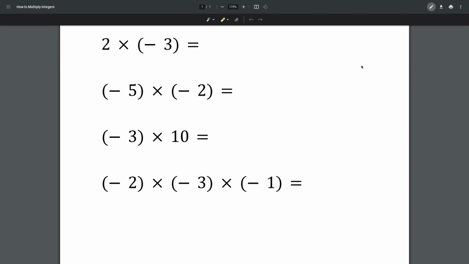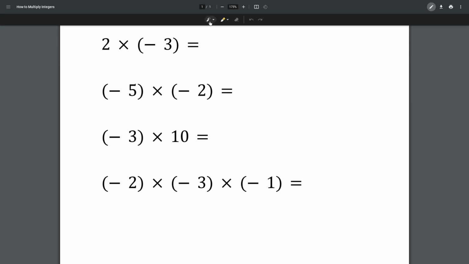Let's get started with the first problem. So we've got 2 times -3. So we have a positive 2 here times a -3. And when you multiply two numbers that have different signs, the result is always negative. So whether it's a negative times a positive, or in this case, a positive times a negative, you're going to get a negative result because the order of multiplication doesn't matter either, right? So negative times a positive is the same as a positive times a negative.